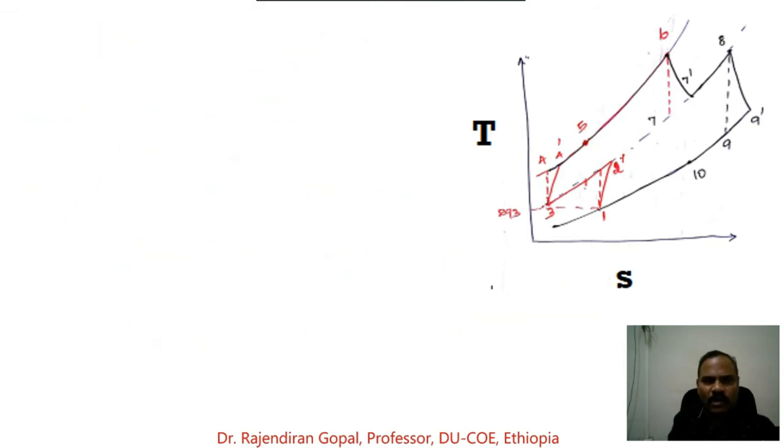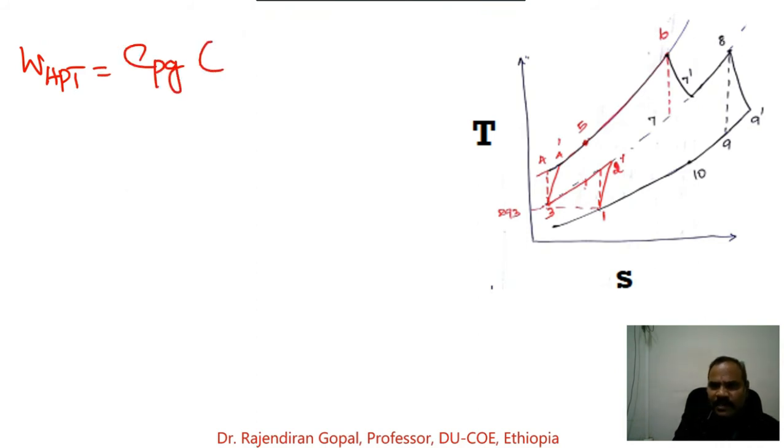Now we know that work of high pressure turbine is equal to Cp of gas multiplied by T6 minus T7 dash.